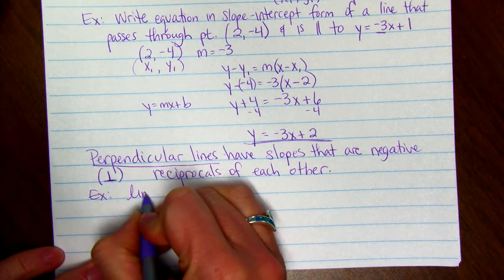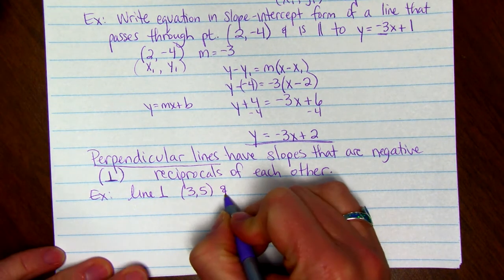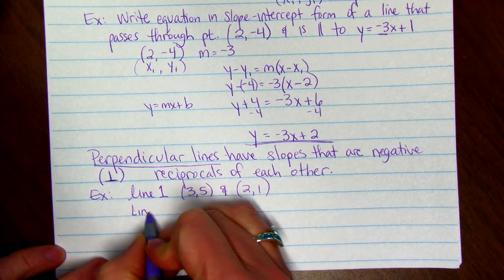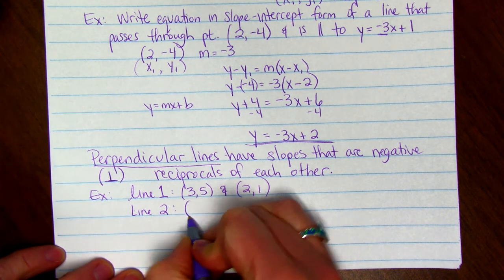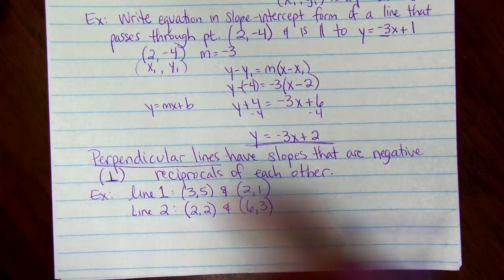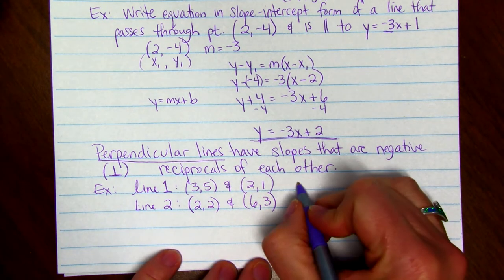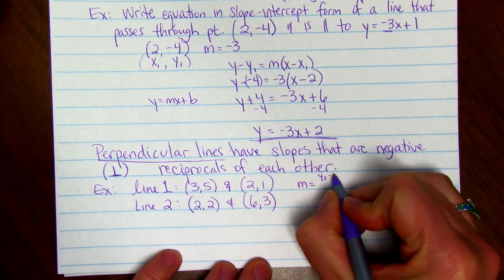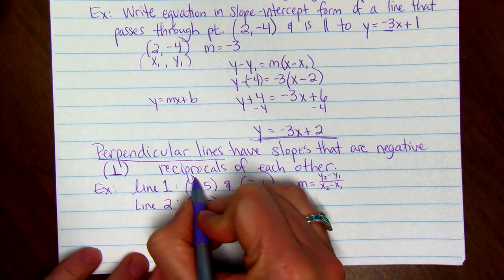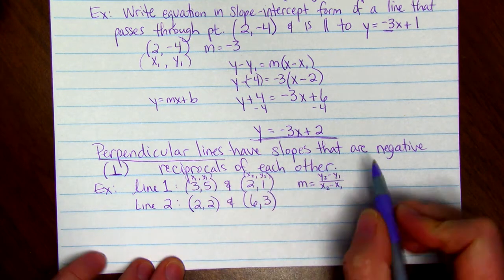Line 1 goes through 3, 5, and 2, 1. Line 2 goes through these two points, 2, 2, and 6, 3. Well, all we have to do is find the slopes. If the slopes are negative reciprocals, then they are perpendicular. If you remember the formula, m equals y sub 2 minus y sub 1 divided by x sub 2 minus x sub 1. Our first point is x sub 1, y sub 1, and the second one is x sub 2, y sub 2. So we have to plug into our formula.